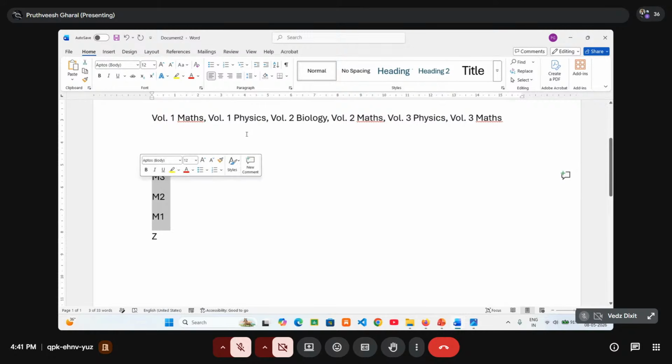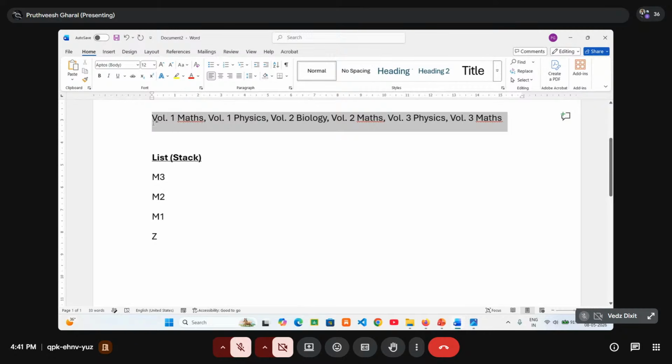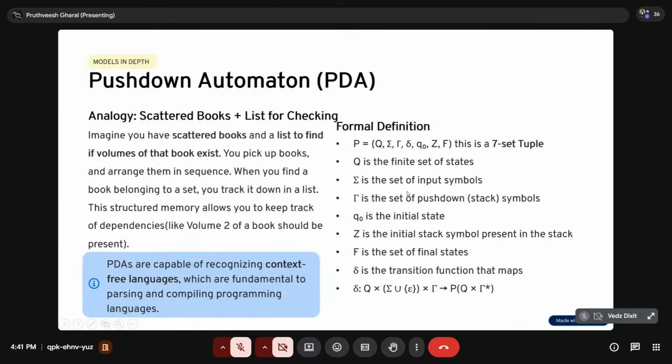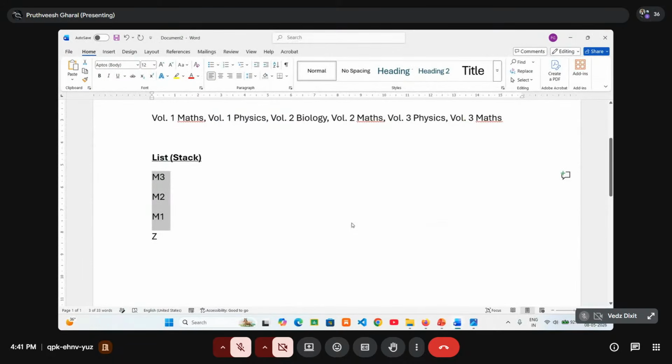These are not the symbols we use with input. We use them in the stack to represent what the input tells us. So this is a push down or stack symbol: M1, M2, M3. Whenever we are defining a push down automaton, we have to define the set of symbols we are going to use. In this case, M1 represents the first volume of the book, M2 represents the second volume, M3 represents the third volume. These are symbols that we have defined.